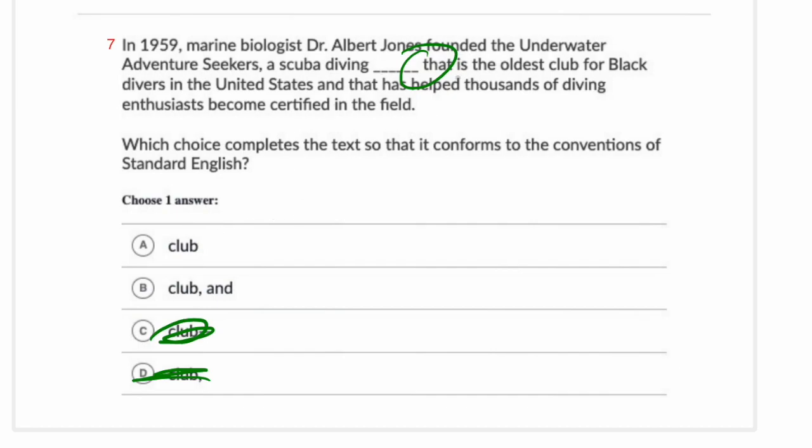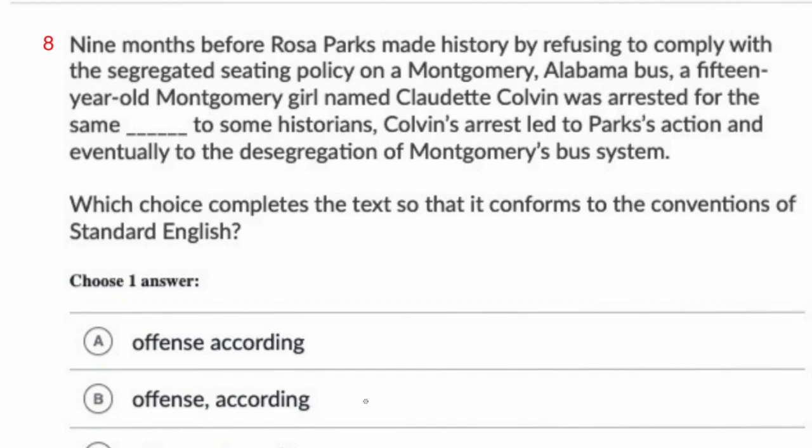We want to say it's a scuba diving club that is the oldest for divers and that has helped thousands of diving enthusiasts. Yeah, it's a scuba diving club that has done this and done that. I don't think they even needed to have the second that there, but I wish I had a better explanation for this, but it's definitely going to be A. And yeah, if you put the comma there, it obscures the fact that this whole portion is a kind of modifier. It's modifying scuba diving club. What kind of scuba diving club? It's a scuba diving club that is the oldest and that has helped thousands.